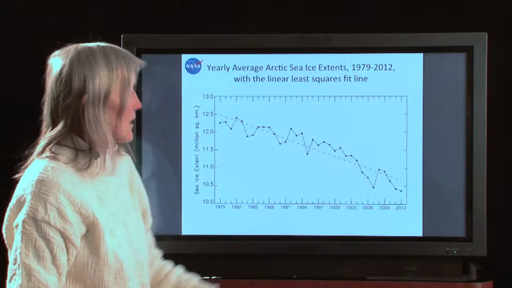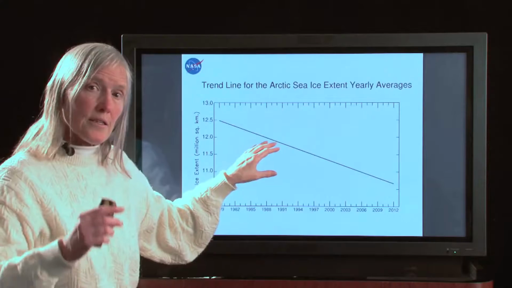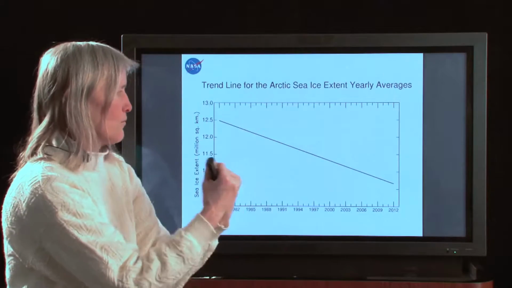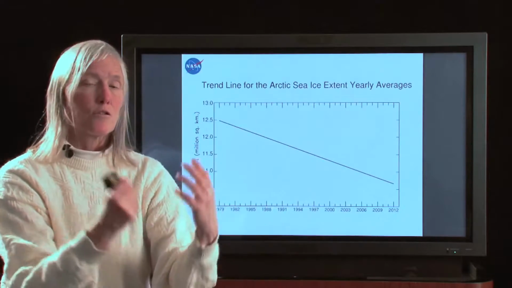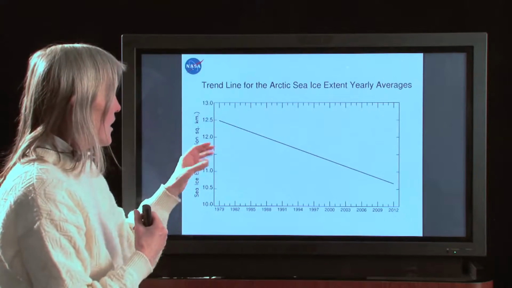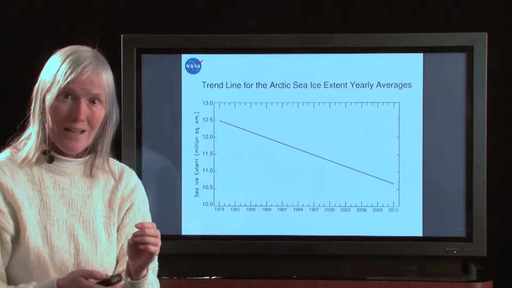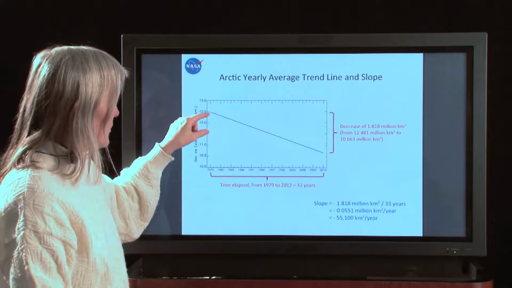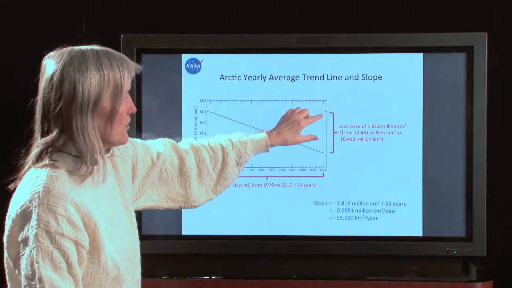So that's the line, and here's the line without the points around it now, because the next thing the scientist wants to do is determine what number can we present to the media, or to our fellow scientists, or to the general public as to how much the Arctic sea ice has decreased. Once we get that line, what we determine from that line is its slope. The way you calculate the slope of a line is you look at how far it has changed, and in this case it's gone down.